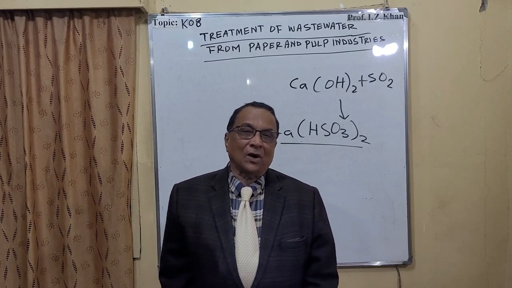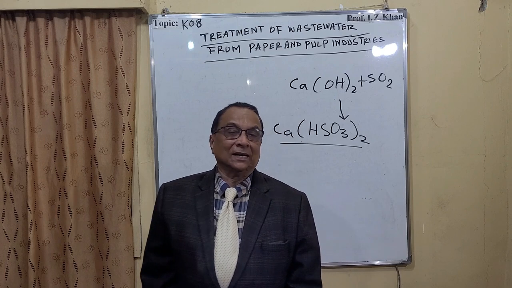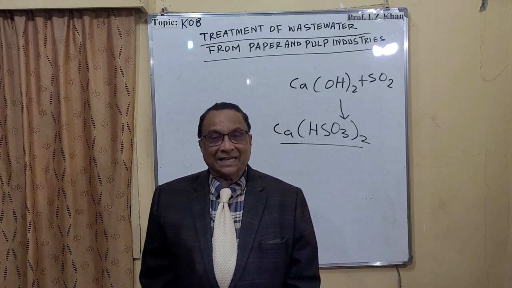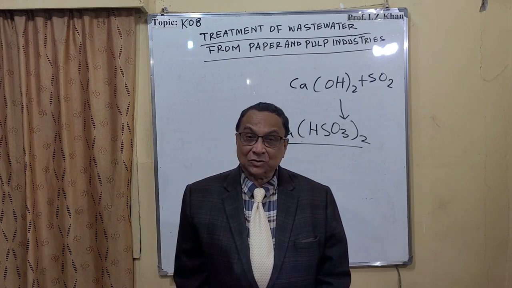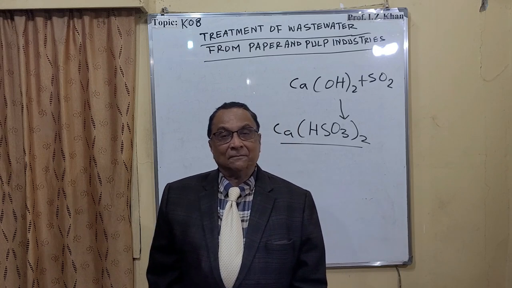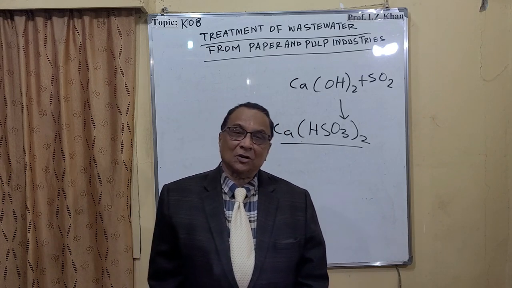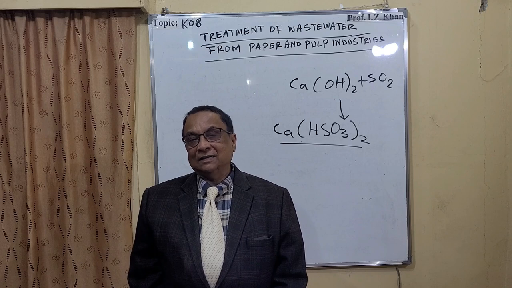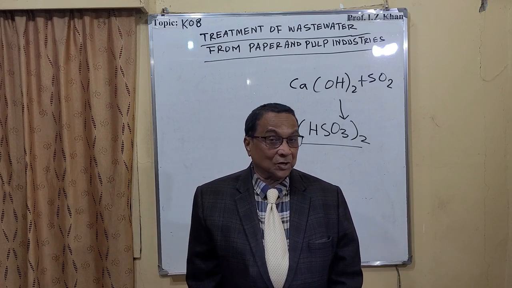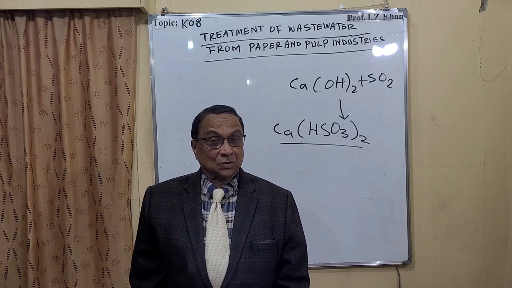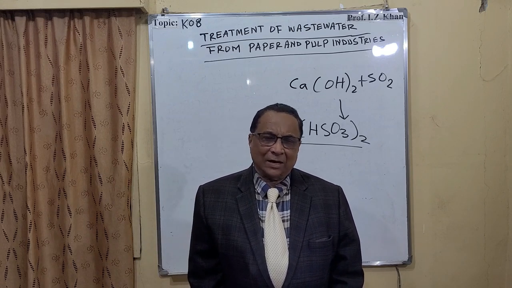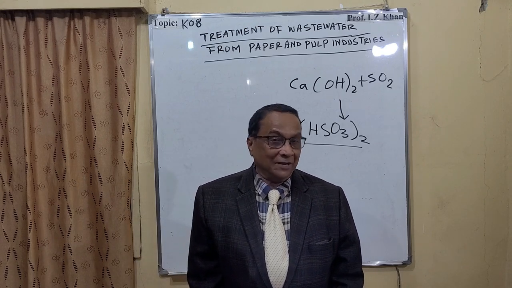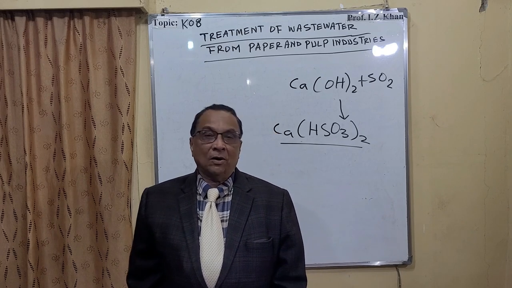At the same time, whatever color pigments are going there, they are also stopping, checking the photosynthesis. Photosynthesis means conversion to energy, which is useful for microorganisms as well as some algae and fungi. So all these are very harmful and toxic to all the microorganisms, to fish and all aquatic animals, when pulp and paper wastewater without treatment goes to a pond or river.